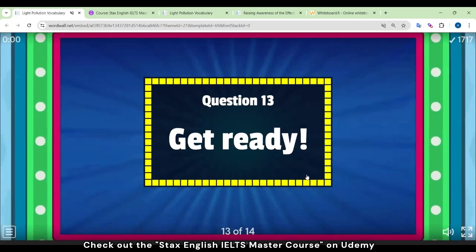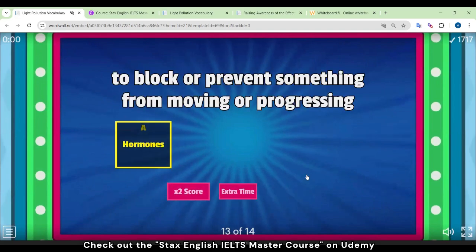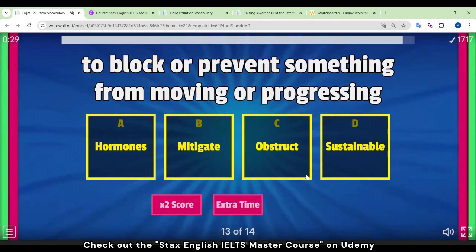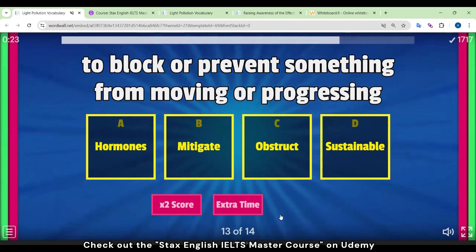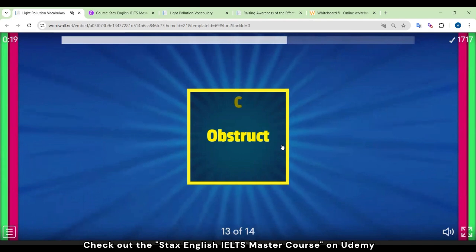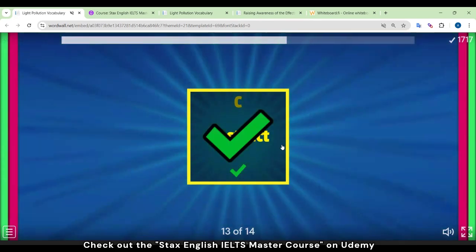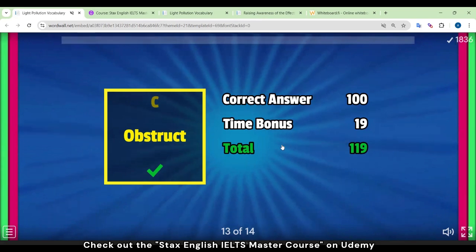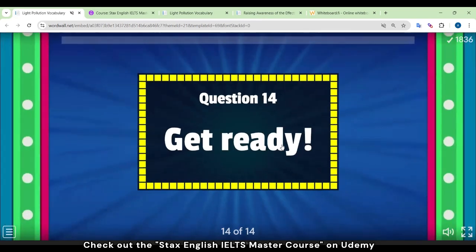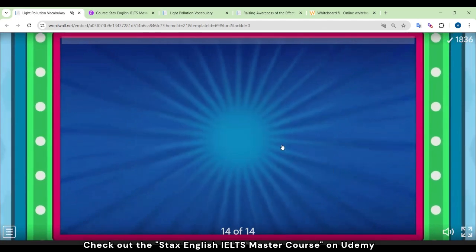Okay, question 13. To block or prevent something from moving or progressing. So we have a verb now. I think it's obstruct. Obstruct. Very good. And make sure we say the T at the end. Obstruct. Fantastic. Doing really well. Obstruct. And then question 14.